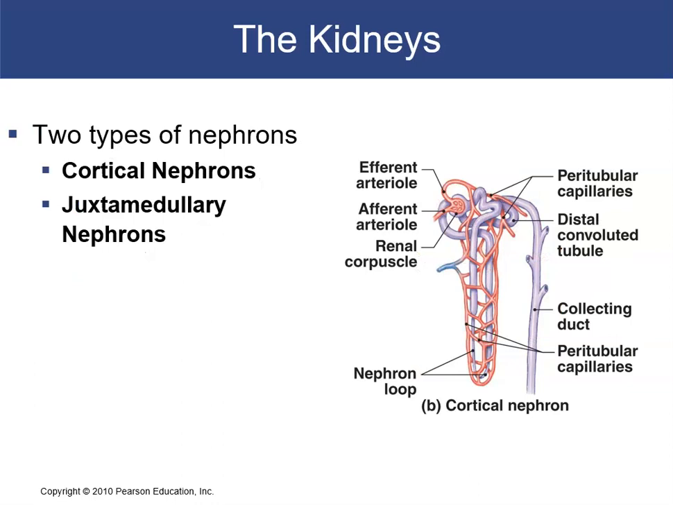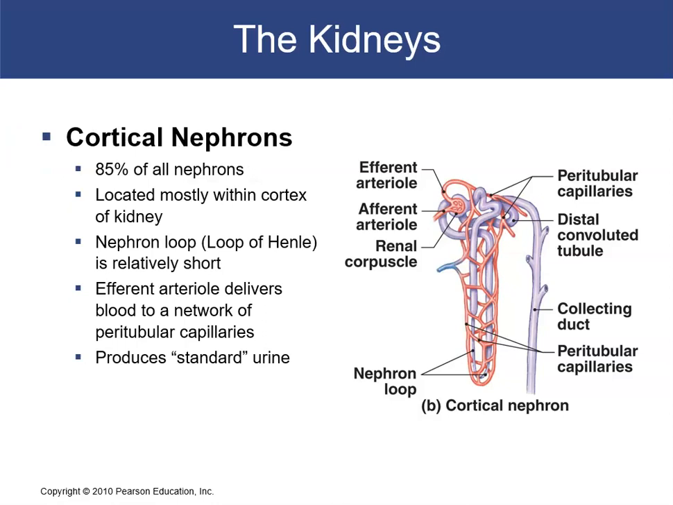Now, there are two types of nephrons, cortical nephrons and juxtamedullary nephrons. Each has a slightly different function. We'll start with the cortical nephrons because these are the majority of the nephrons in the kidney. They're located primarily in the cortex region of the kidney, hence their name, cortical nephrons. When you look at them compared to the other type, the juxtamedullary, the cortical nephrons have a relatively short loop of Henle. And then we also notice these capillaries surrounding it.